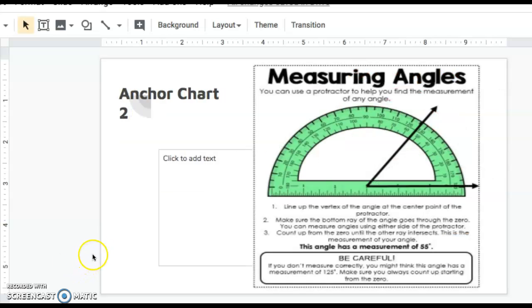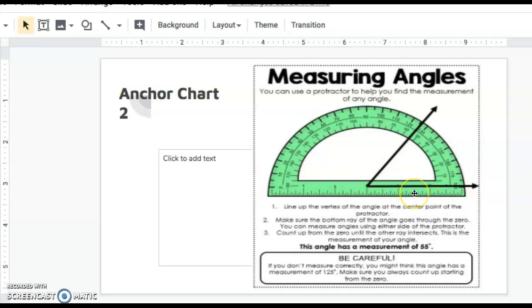So if we move on, here's another anchor chart on measuring angles. Again, if your angle is facing the right, you're going to use your inner numbers. If it is facing the left, you're going to use your outer numbers, okay? So you're going to line up the vertex. Again, your angle will always line up at the center point of the protractor. You're going to make sure that the bottom ray of the angle goes through the zero. Okay, we want to make sure that it goes through this zero.